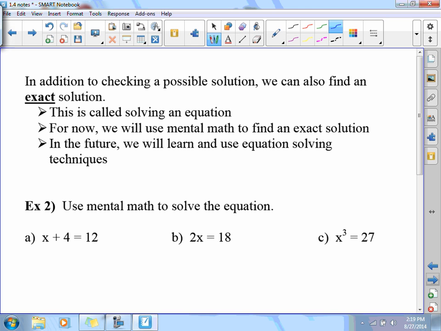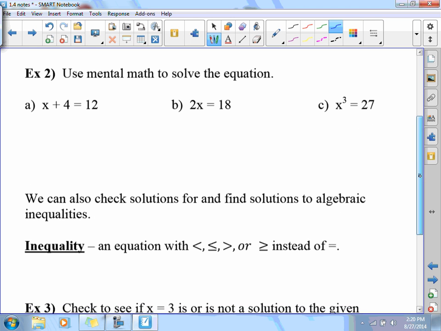So instead of just checking a solution, we can also find an exact solution. And this is solving an equation. For right now, we can just use mental math. Some of you might have learned the algebra to solve this, and you might be comfortable doing that right now, which is fine, but I'm not going to require it until we get into chapter 3. So even the directions will say use mental math to solve the equation.